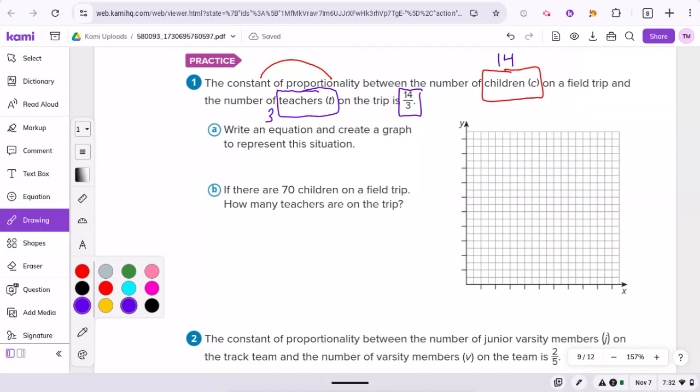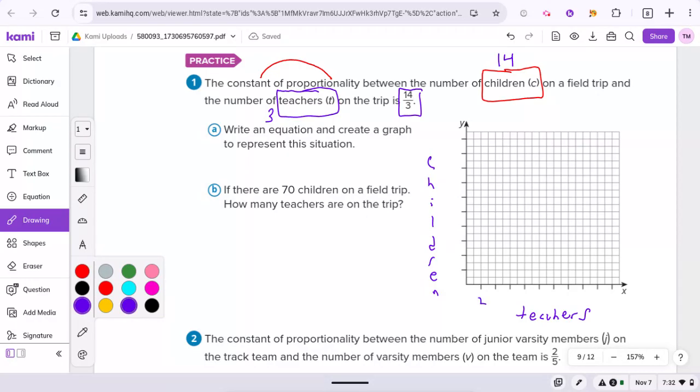So if you're going on a field trip, there's a student-teacher ratio. This ratio is 14 to 3, 14 children to 3 teachers. So children would be the dependent variable. I'm going to put this on the y-axis. And teachers would be the independent variable. The number of children depends on the number of teachers. If there's not enough teachers, no more students can attend the field trip.